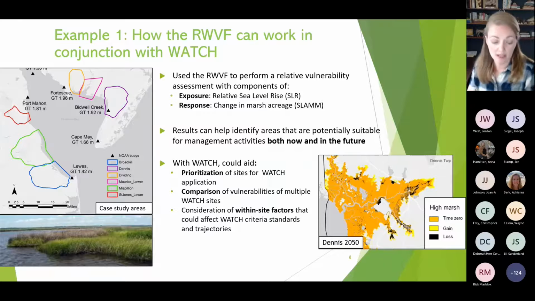So adding that extra layer with WATCH, we could go further into prioritizing areas within the Dennis Creek watershed, which Jordan, I think, also shows as a zoom in of one particular spot in Dennis Creek, where you can collect more specific information that's then fed directly into the WATCH tool. And then by doing that at multiple different sites at the sub-watershed scale, you could possibly also compare those different within-site factors using the WATCH criteria, standards, and trajectories.